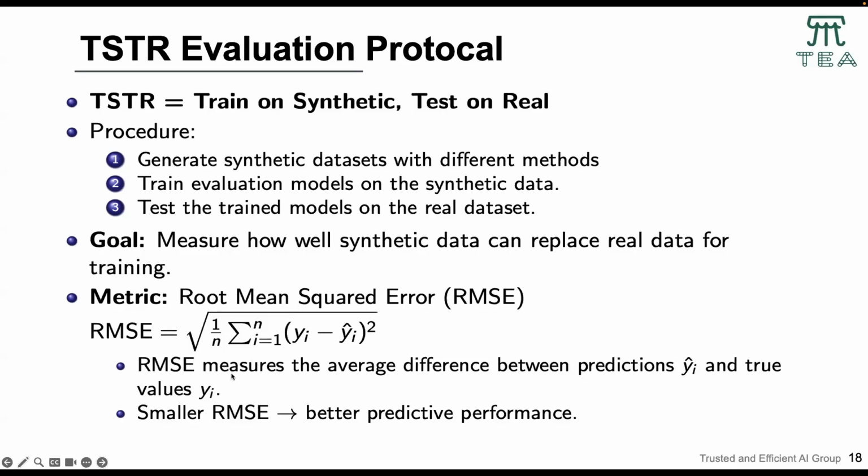So what I want to mention here is the metric. Since it is a regression prediction, they just use the root mean squared error. It measures the distance between the prediction and the real value. The smaller the mean squared error is, the better the predictive performance is.